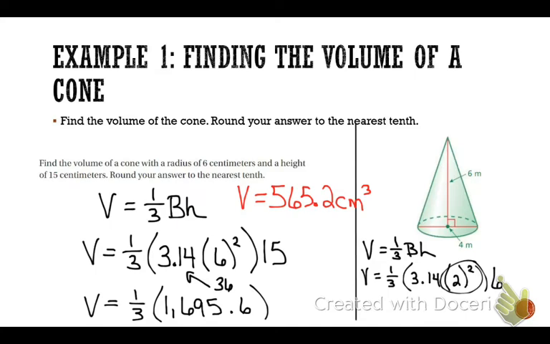75.36. All right, so I get 75.36. V equals 1/3 times 75.36. Then what do I do? What do I do now, guys? One more step. Divide by 3.